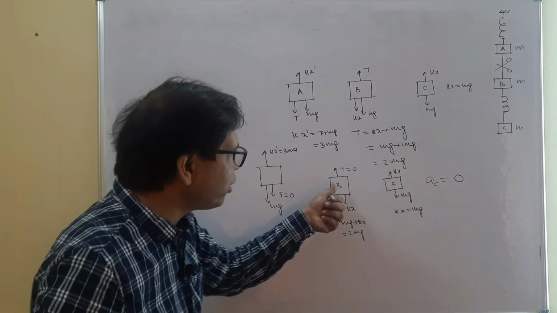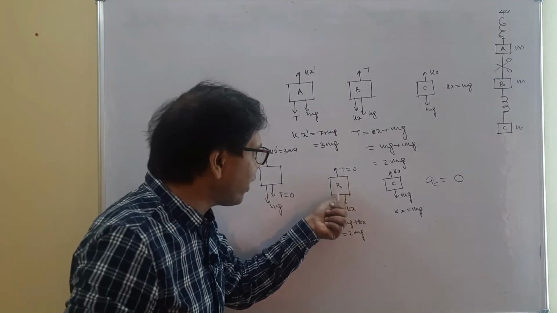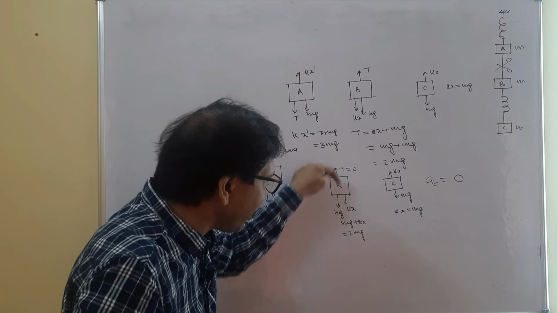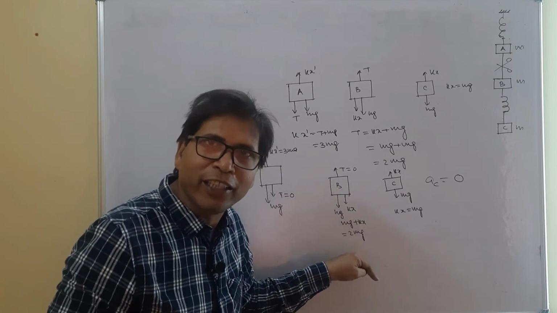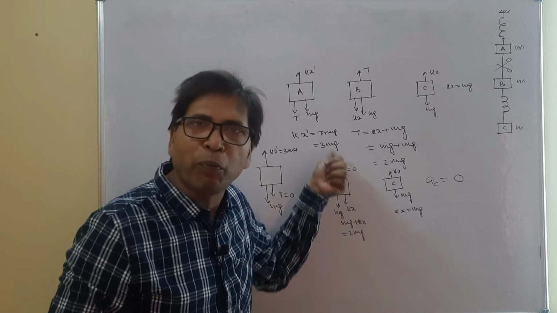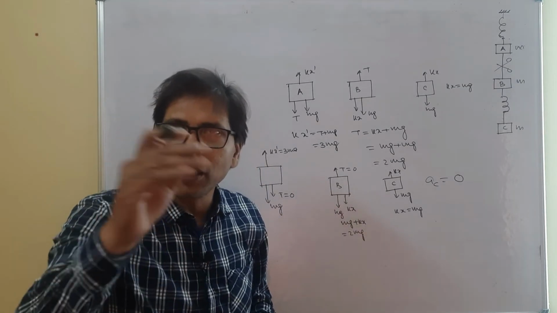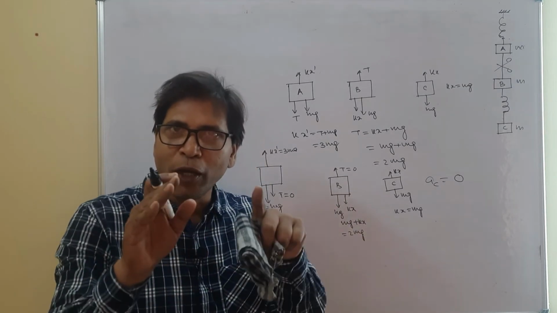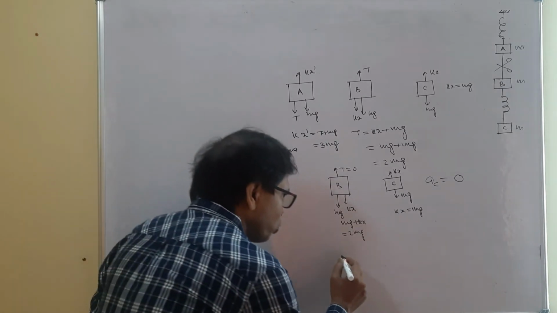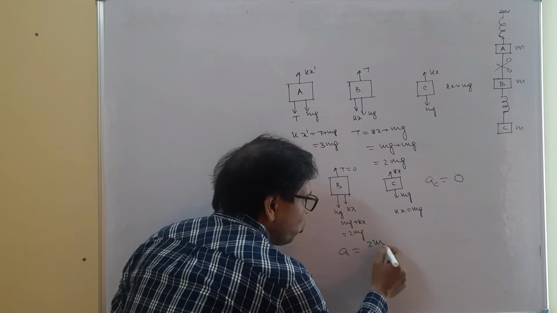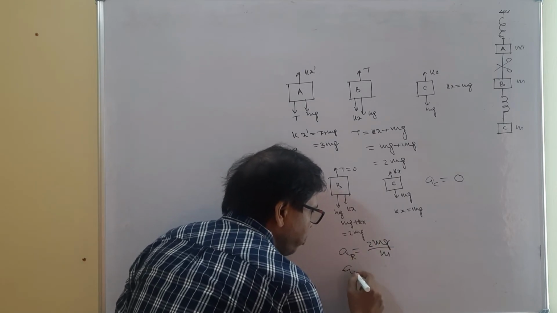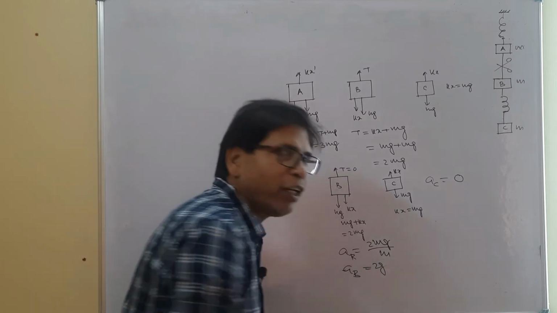Okay. Now what are the forces acting on B? Look at this: tension T0, downward force mg, and kx. Then in this direction, what is the resultant force? Downward direction mg, upward direction 0. So the resultant force is 2mg minus 0. What is the acceleration? Resultant force by mass. So acceleration equals 2mg by m, so the acceleration of B equals 2g.